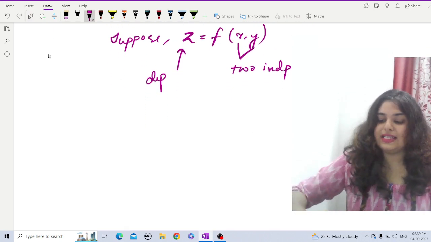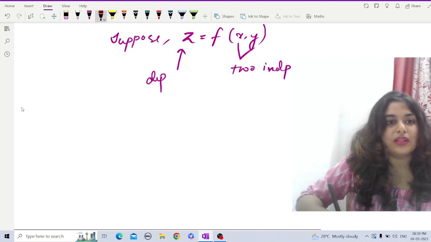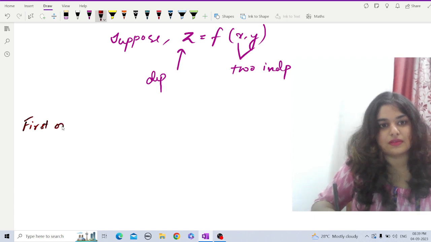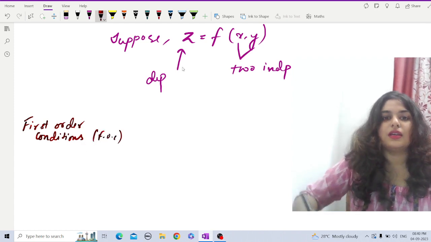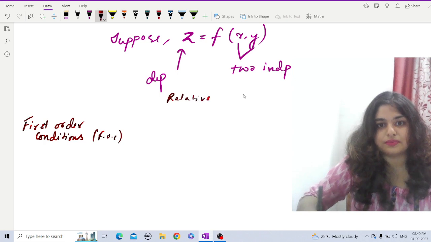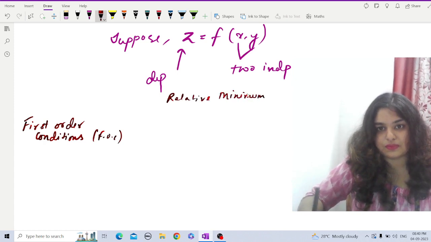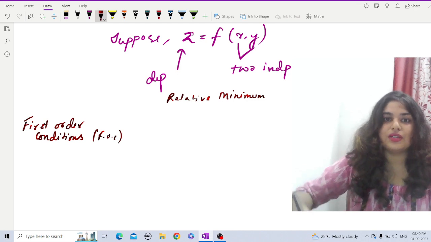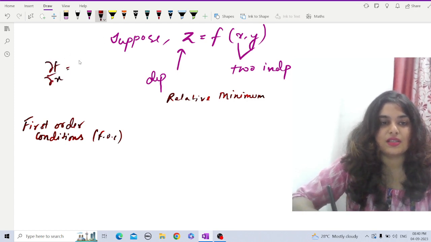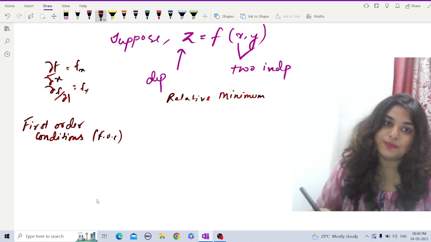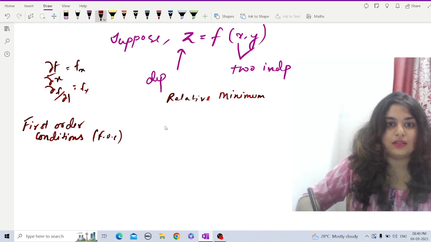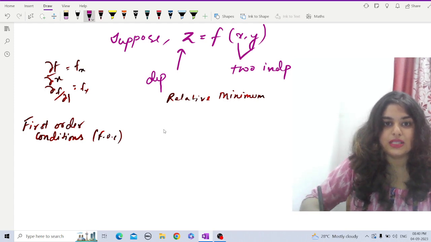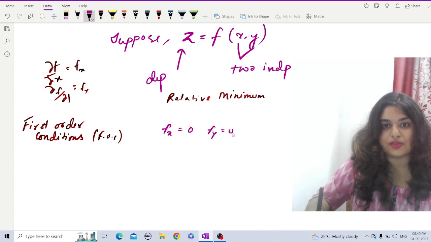So let us see. Number one, what are the first order conditions? If I am going to find out the relative minimum, then the first order condition is that the first derivative should be equal to zero. What is the first derivative here? Here it is delta f by delta x, that is fx, and delta f by delta y, that is fy. So these two should be equal to zero in this case. That is, fx is equal to zero and fy is equal to zero.